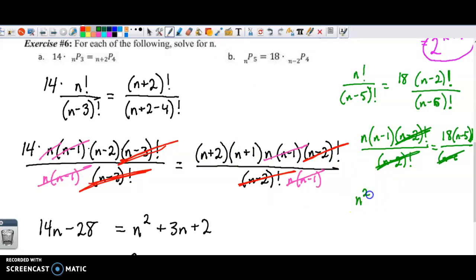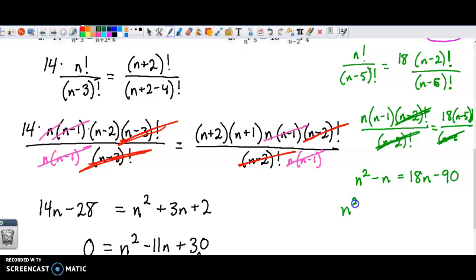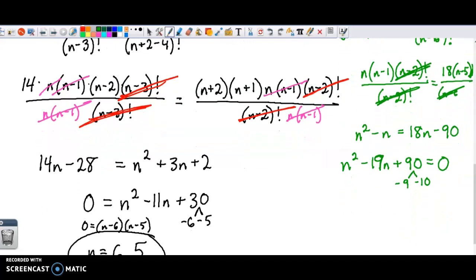So on the left side I have n squared minus n. On the right side I have 18n minus, I believe 18 times 5 is 90, so that should be 90 if you do that math. So then from here we have a quadratic, n squared minus 17n plus 90. Let's see, factors of 90 wouldn't be 9 and 10. Or it would, because I didn't do that right. You have to subtract 18n over to get negative. So yeah, negative 9, negative 10. So the answers on this one should be positive 9 and positive 10.